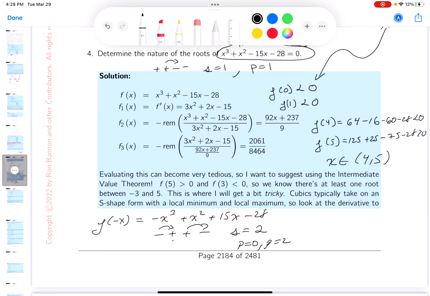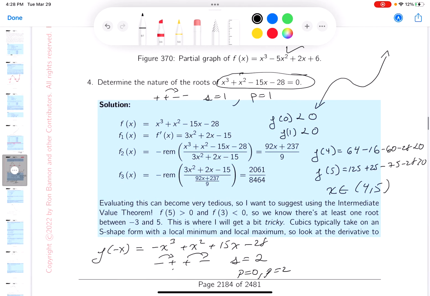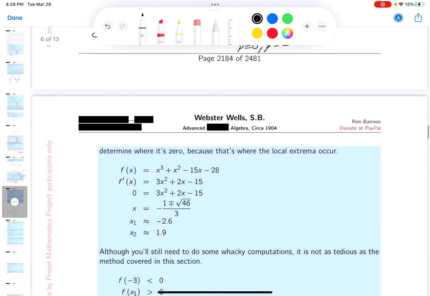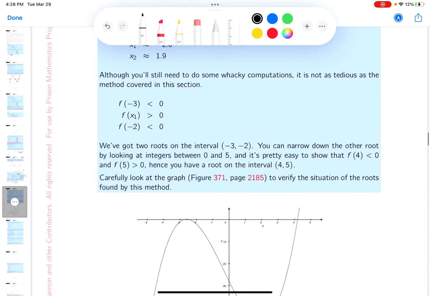Now, it's a cubic polynomial. It is possible that I get a picture like this, where there's one positive root between 4 and 5, and the thing never pokes its way back again. But I want to point out why this is so tricky. Let me go to the graph and tell you why.